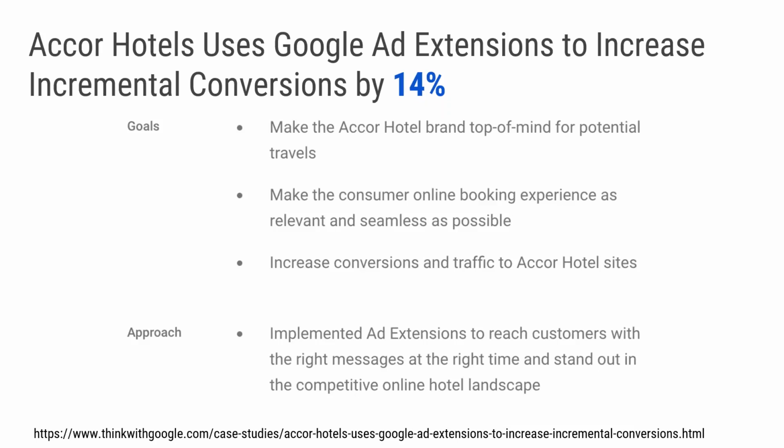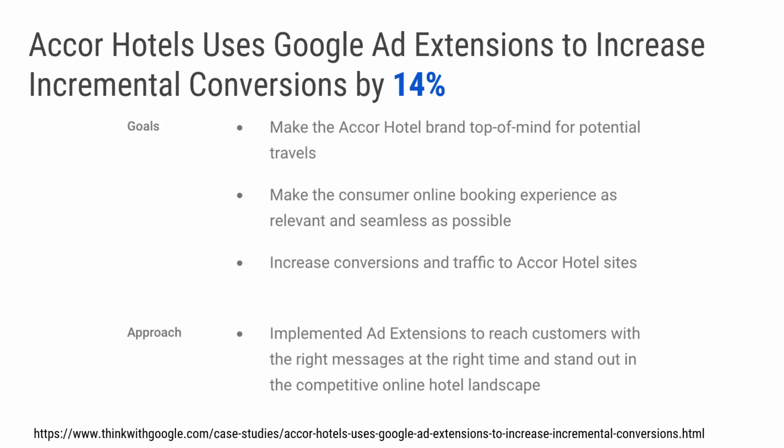What they did is they utilized Google ad extensions. If you remember in the last session, we spoke about extensions like site links, image extensions, call extensions, location extensions. Accor Hotels utilized this really well and saw an incremental conversion of 14%. Like I mentioned in the previous session, these extensions are free and will charge you the same as a click, but they will help you improve performance by 14%, as you can see in Accor's example.